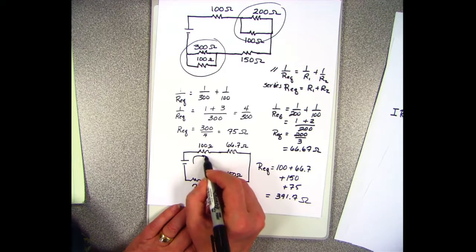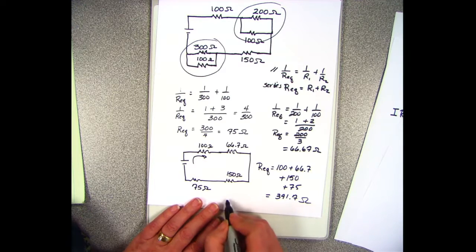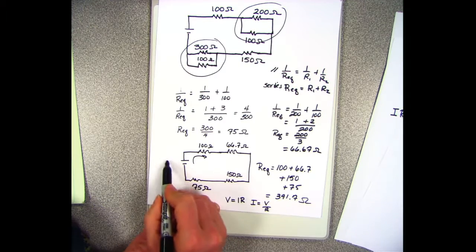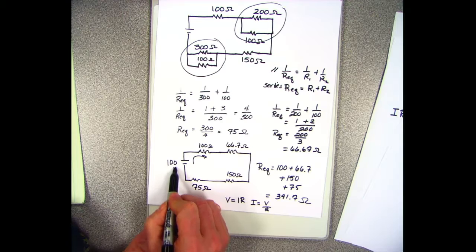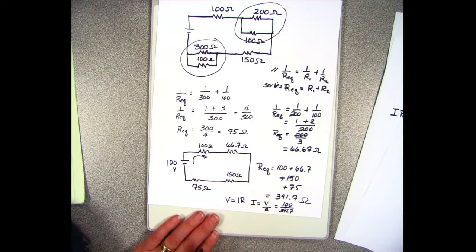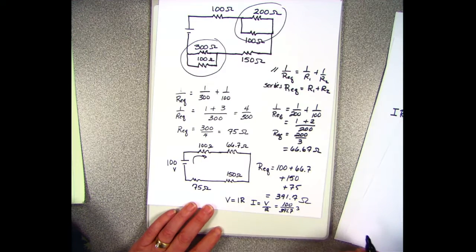Now, if I want to find the current that's going through here, I just use V is equal to IR, or I is equal to V divided by R. I'm going to use 100 volts for grins and giggles. So I'm going to get 100 divided by 391.7. Whatever that works out to be, and I think it's around 0.25 amps.